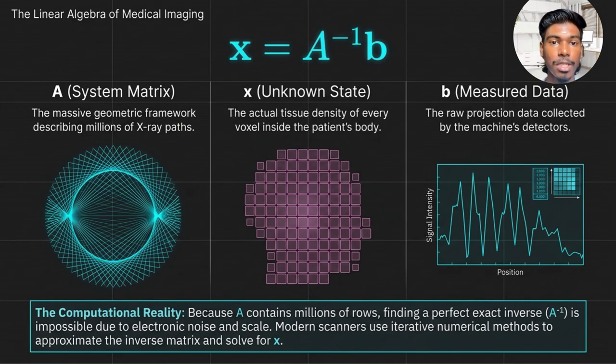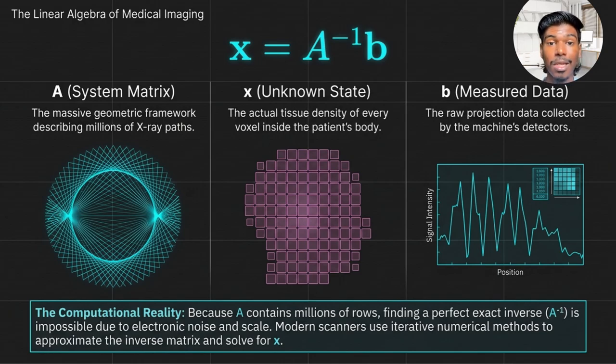To solve this inverse problem, linear algebra is used and the process can be represented by the equation x equals A inverse B. Here, A is the system matrix, which acts as a massive geometric framework describing millions of X-ray paths through the body, while the vector B represents the measured data, which is the raw projection data collected by the CT scanner's detectors. Our goal is to determine X, which is the unknown state. In medical imaging, X represents the actual tissue density of every voxel inside the patient's body and forms the reconstructed CT image. However, in real CT systems, A contains millions of rows, making it extremely large.